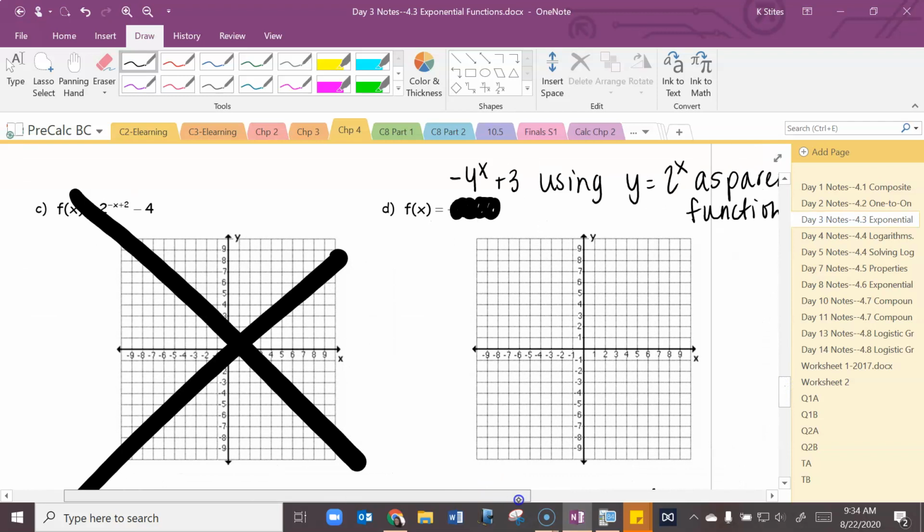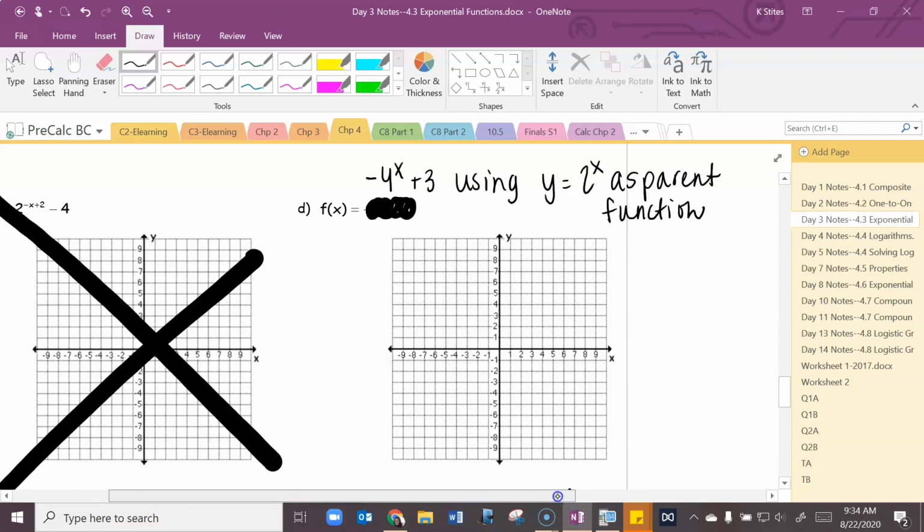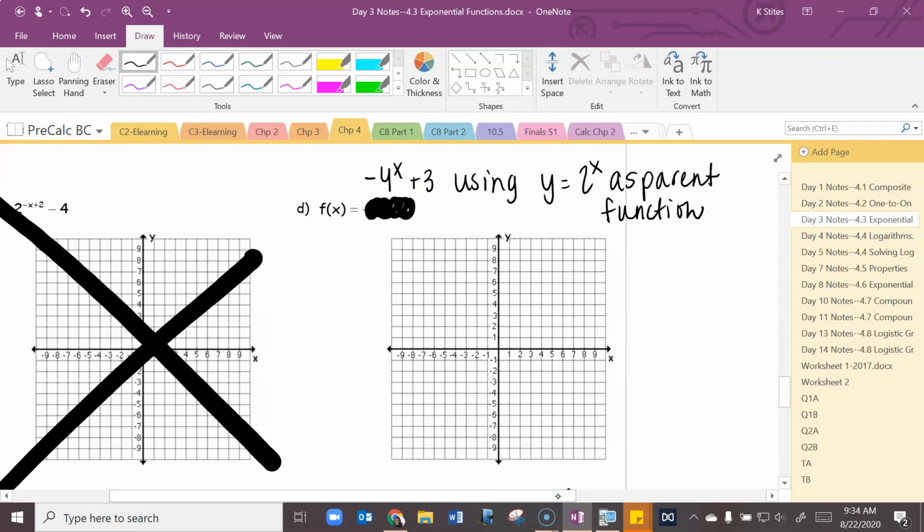All right, one more of these. We're going to jump to letter D. This one's a little more complicated. I want you to change the problem so it's written as negative 4 to the x plus 3, which would just be when you do the negative 2 squared, you get negative 4. But again, we're going to use y equals 2 to the x as the parent function, just like we did in the last problem.